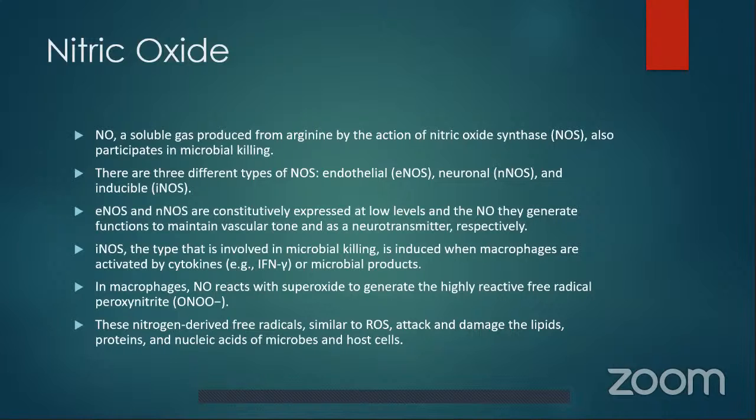And in macrophages, the nitric oxide reacts with superoxide to generate the highly reactive free radical peroxynitrite. These nitrogen-derived free radicals, similar to the reactive oxygen species, attack and damage the lipids, proteins, and nucleic acids of the microbes and the host cell. Thus, it will kill the offending organism, causing some amount of damage to the host cell as well.